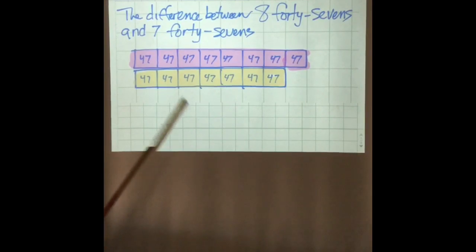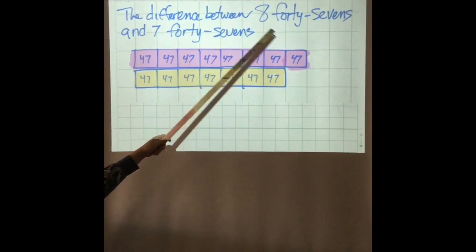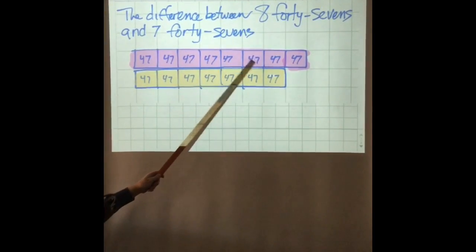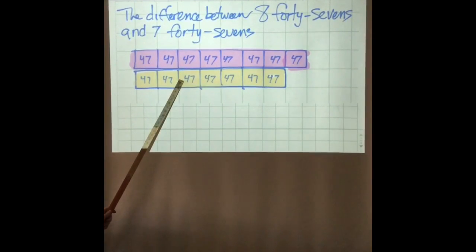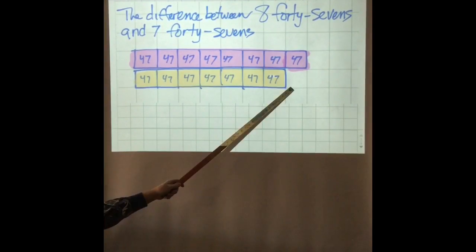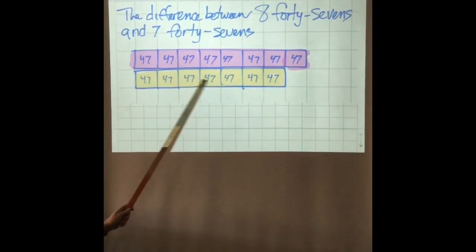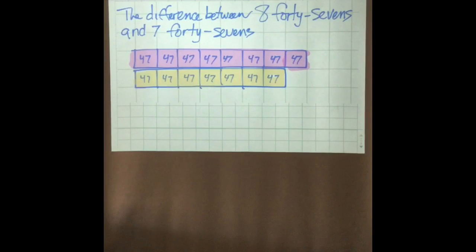So let's say I have a word problem that says the difference. What does difference mean? Yeah, this means subtract. So I have 8 47s, and I'm going to subtract 7 47s from it. Now, if I wanted to draw that out, it'd be easy. I could make 1, 2, 3, 4, 5, 6, 7, 8 boxes with 47s, right? I wanted to take away 7 47s. So this one has 1, 2, 3, 4, 5, 6, 7.